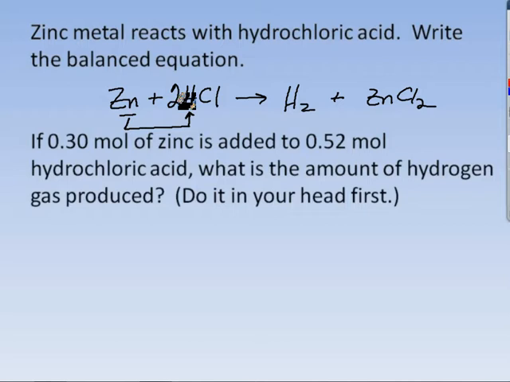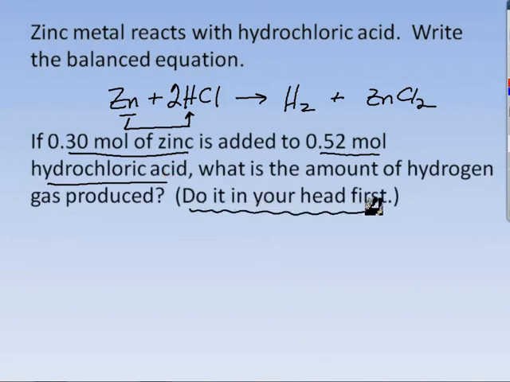One of the things that makes this problem a little bit different from the ones we did last year is that instead of just one quantity, it actually gives us two quantities. That's important to note, because when you have two quantities, you have to first of all figure out what the limiting reactant is. Once you know the limiting reactant, then you can figure out what your theoretical yield is.